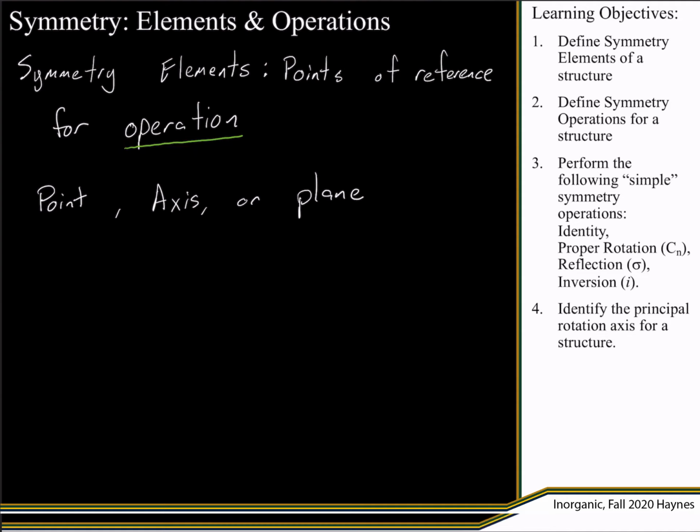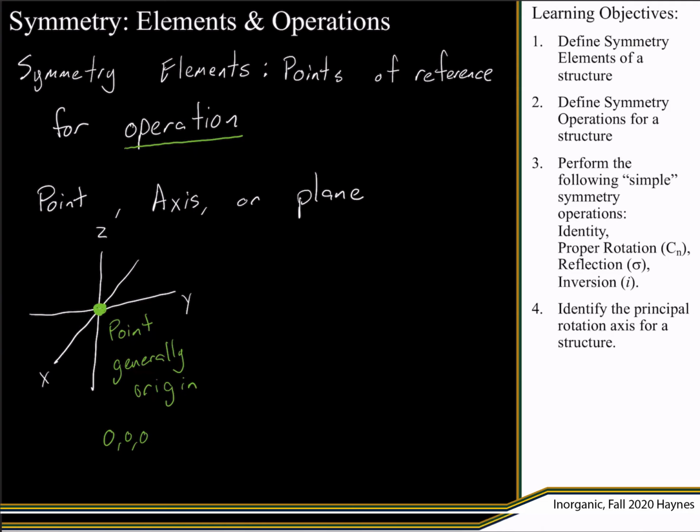So when we talk about a point, we are almost always talking about the origin. We're going to be drawing lots of these three-dimensional axes, right? So we have X, Y, and Z. And when we talk about a point, it's almost always just going to be the origin. We are going to center our molecule on this origin point. Whatever central atom we have is going to have coordinates that are 0, 0, 0 for the center, right? That's what we mean by the origin.